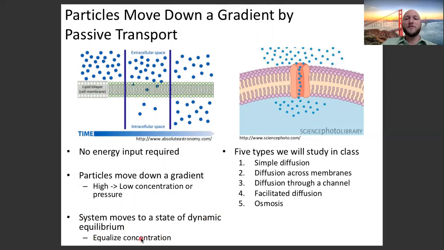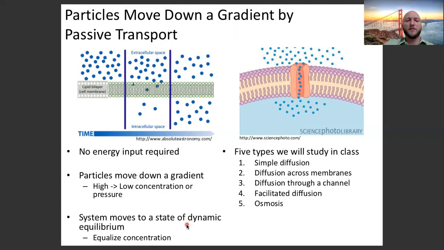Now, if you have equal concentrations on both sides of a membrane, there's no concentration gradient. So it kind of makes sense. The energy required for passive transport comes from that concentration gradient. That concentration gradient is the energy needed for passive movement. So if there's no concentration gradient, concentrations are equalized, you're at equilibrium, there's going to be no net movement.